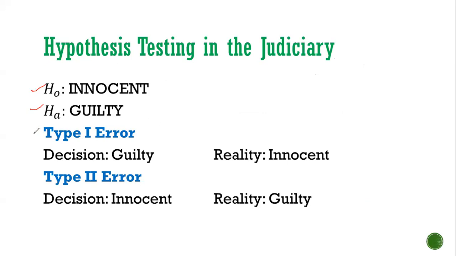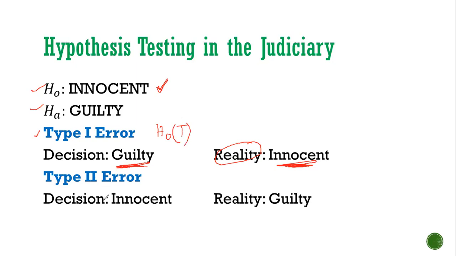Okay, type 1 error. Paano mangyayari ang type 1 error? Yan. So in reality, you really are innocent. Inosente ka talaga kasi nga your H0 is true. Type 1, H0 is true. Therefore, inosente ka talaga. Pero ano yung decision? Instead na hindi nila ito i-reject, na inosente ka talaga, anong ginawa nila? Ni-reject nila yan, at sinabi nilang guilty ka. That's type 1 error. Okay?